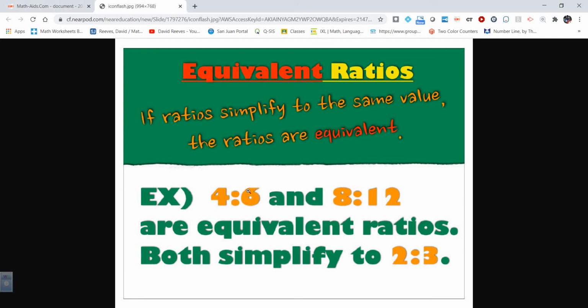We're going to spend more time in our next lesson on actually recognizing if I just give you two random ratios and ask you, are they equivalent? That's a little bit more challenging, and we're going to save that for our next lesson.